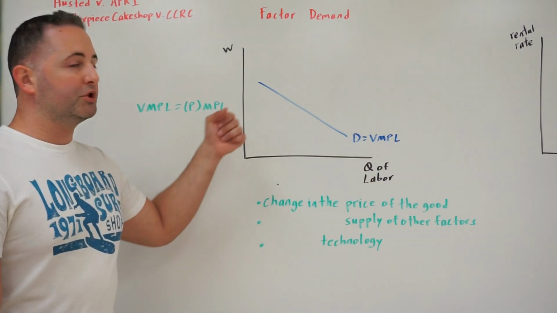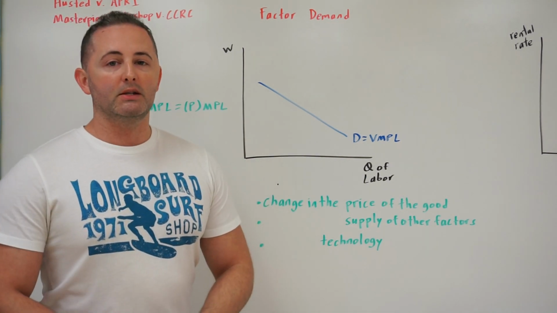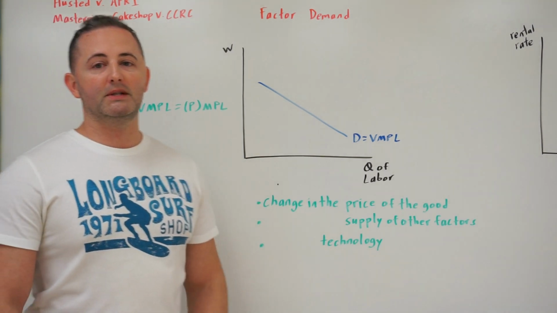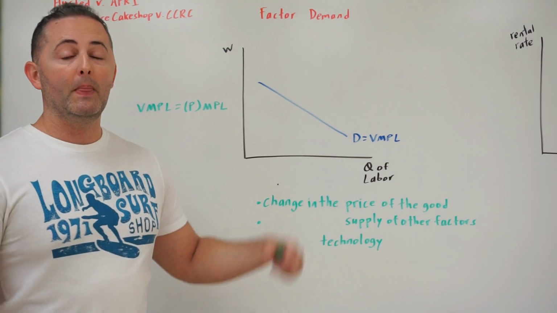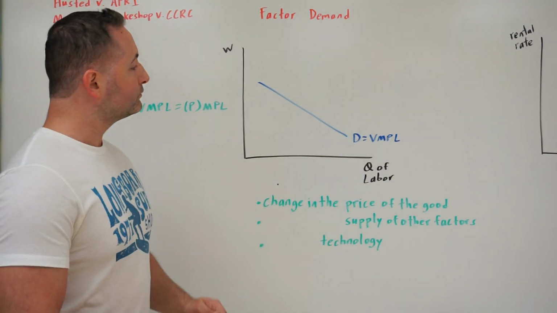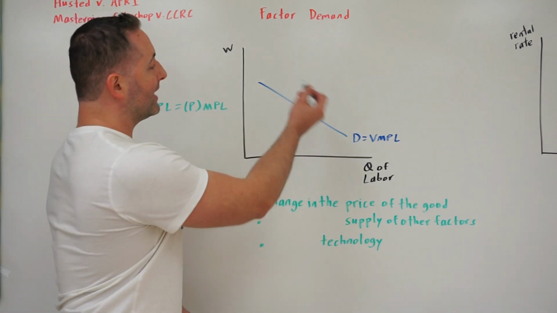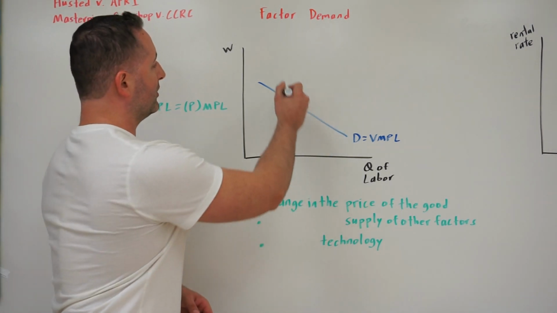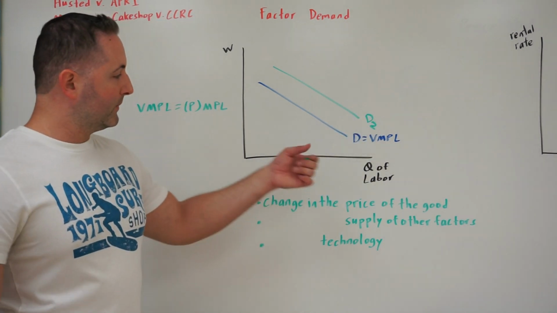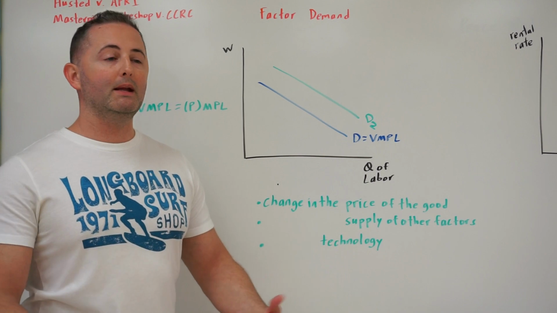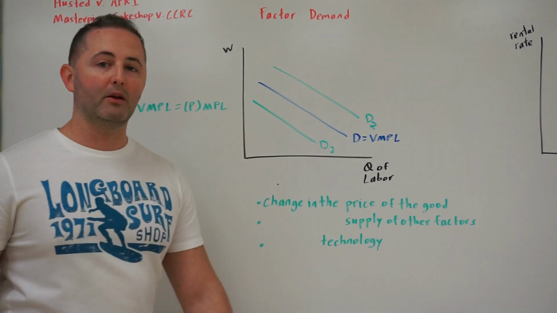Now, there are 3 things that will shift the demand for labor. The first is changing the price of the good. So if we are producing Skittles, and the demand for Skittles or the price of Skittles goes up, they're going to need more workers to work in the Skittles factory or whatever that is. So the demand curve would shift to the right. So we would have a rightward shift of the demand curve. On the other hand, if the price of the good were to decrease, they wouldn't need as many workers, so we would instead see a leftward shift of our demand curve.